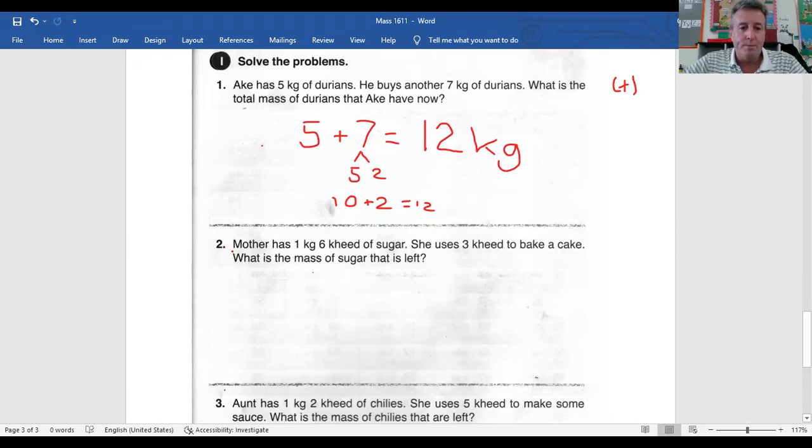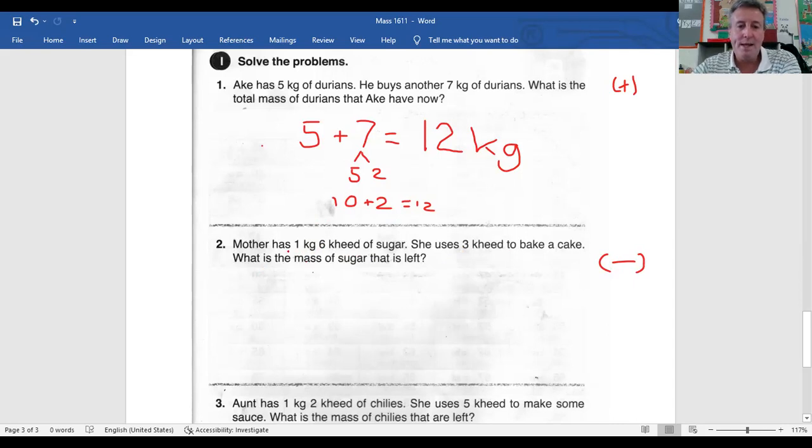Now let's do number 2. Work out first whether it's going to be a plus or a minus. And we'll make a sum and then we'll write it down. Mother has 1 kilogram 6 keyed of sugar. She uses 3 kilograms to bake a cake. What is the mass of sugar that is left? So this time we're doing a minus. We're doing a minus. Because she had 1.6 and she used 3.